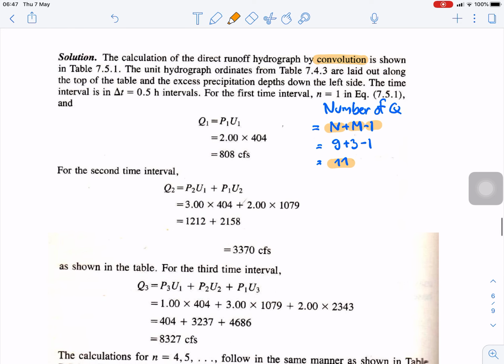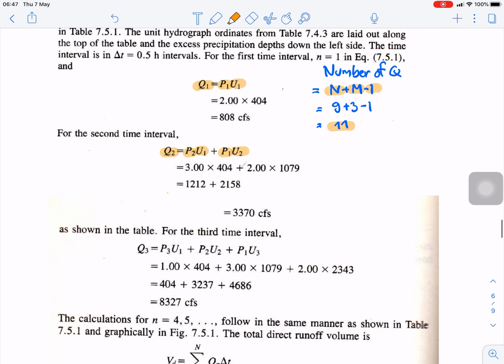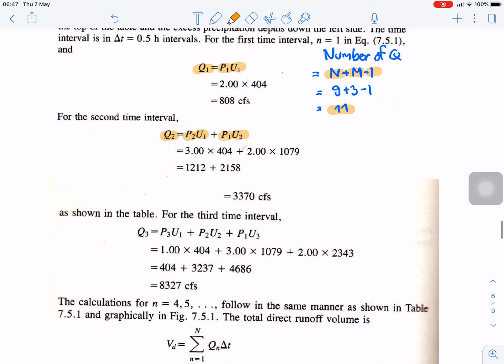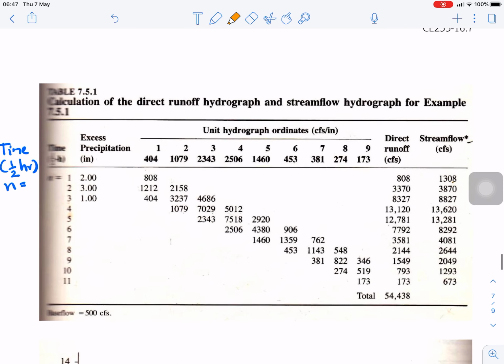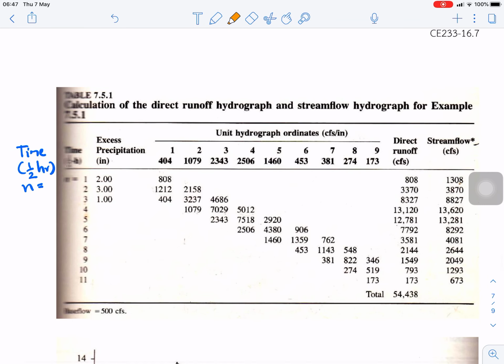We start from Q1. Q1 is P1 times U1, so we know U1 and given P1, we can estimate Q1. Q2 is P2 U1 plus P1 U2, based on the series of the discrete convolution equation, and Q3 is P3 U1, P2 U2, and P1 U3. Okay, and we can put these together in the table.